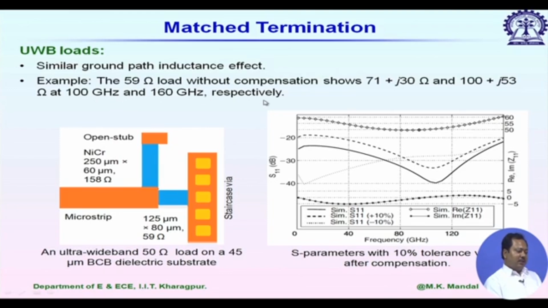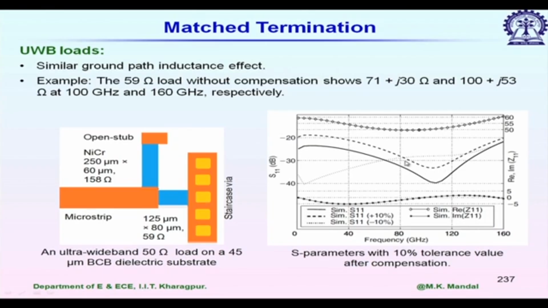160 gigahertz respectively. And now, with this compensation, designed by using a full wave simulator, the required length and width of the nickel chromium thin film resistor and the open stub for this given 50 ohm, then it becomes matched over a wide bandwidth. You can see here the simulated result over 0 to 160 gigahertz. In this simulation, we are also considering a fabrication tolerance of plus minus 10% in dimension.